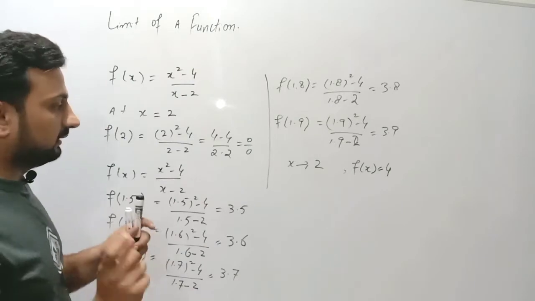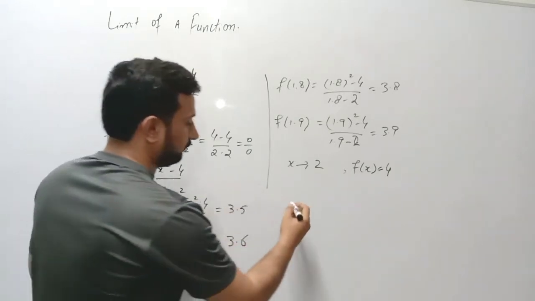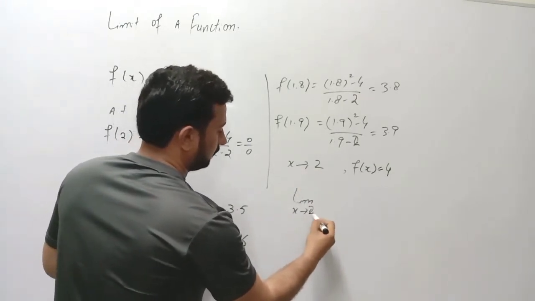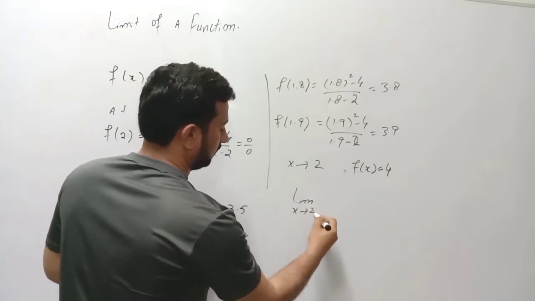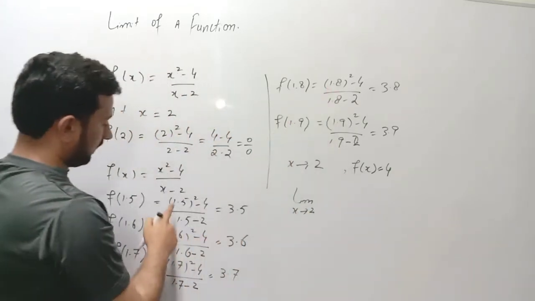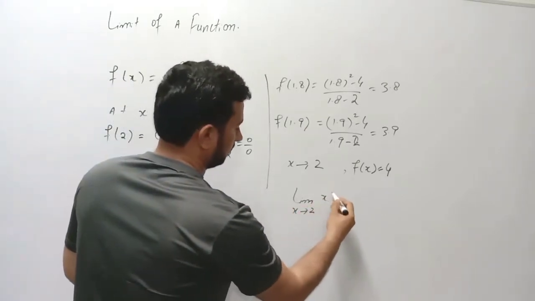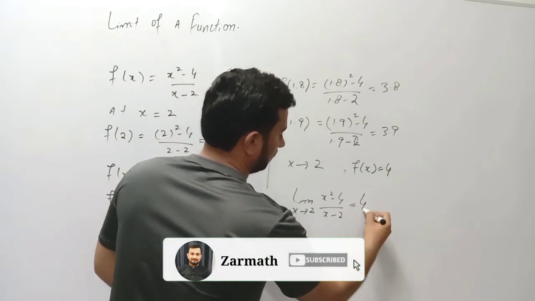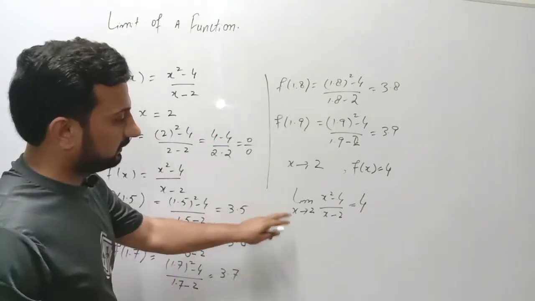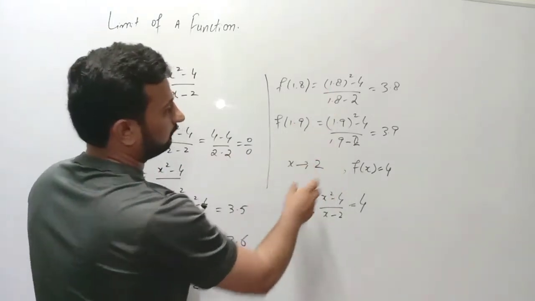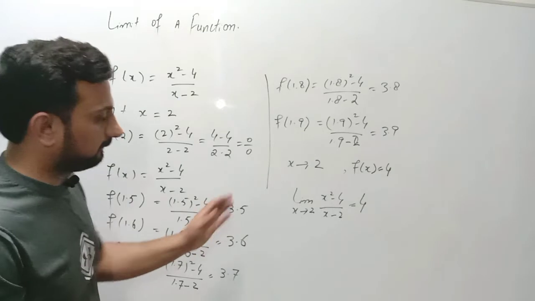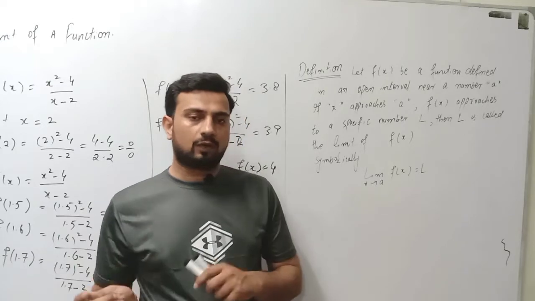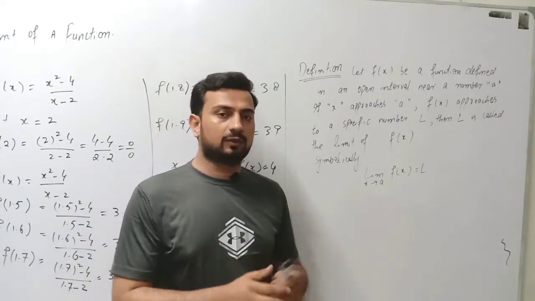So this is basically the limit. And how will you write it? You will write it as limit when x approaches 2, the function x square minus 4 divided by x minus 2 goes to 4. So this is the limit concept, and now we formally define from this how you will define the limit of a function. So after that example we formally define the limit of a function.